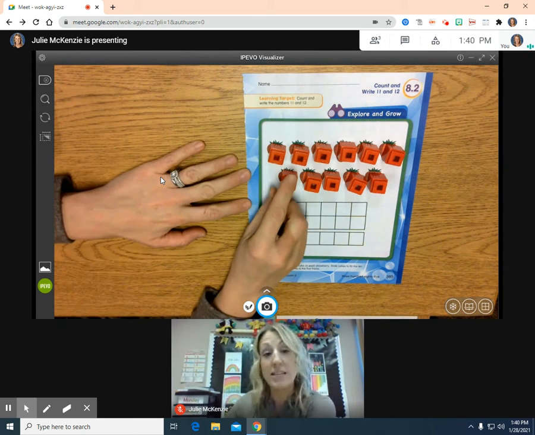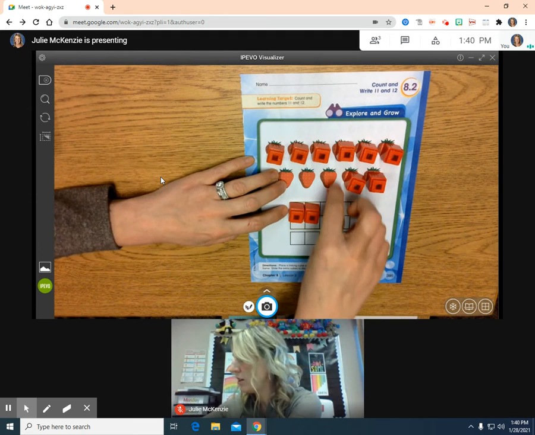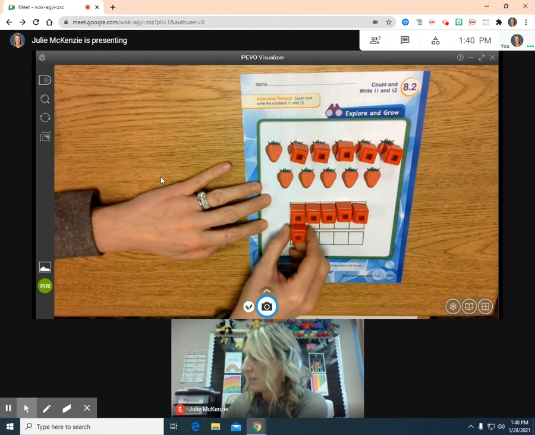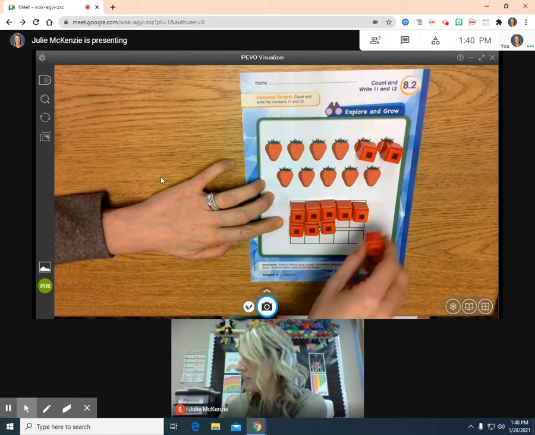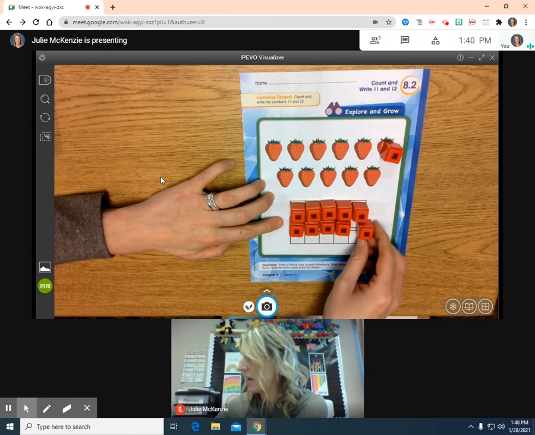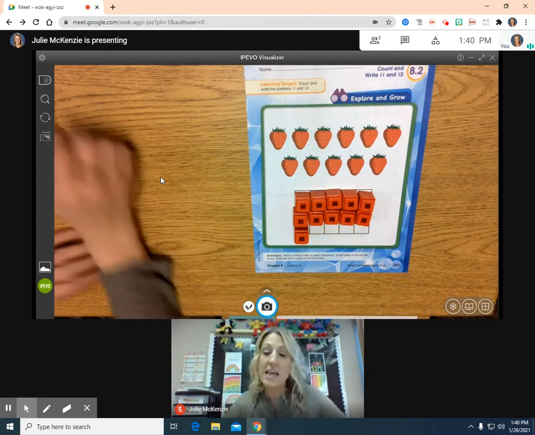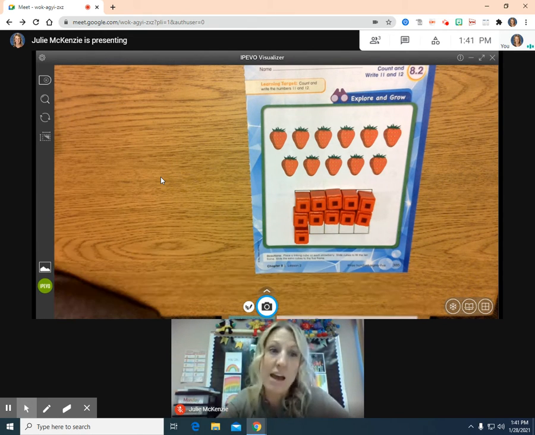Watch me slide these down to the 10 frame. 1, 2, 3, 4, 5, 6, 7, 8, 9, 10. That 10 frame is full. I have one strawberry left. 11. That one needs to start on a new 10 frame, and this one's actually a 5 frame.